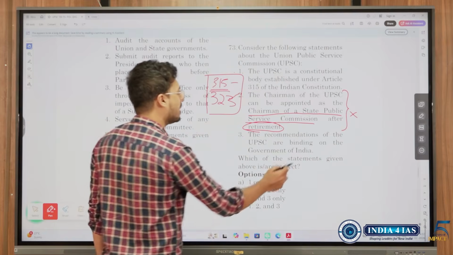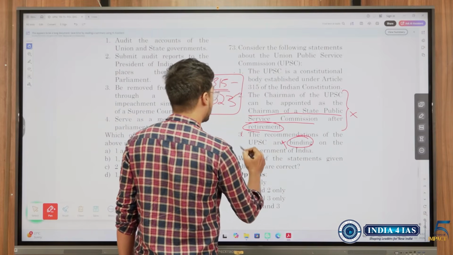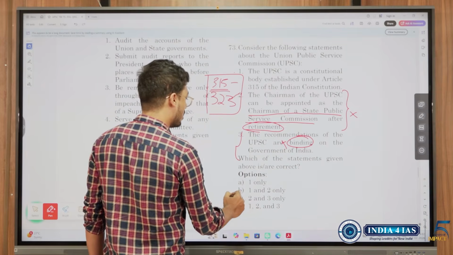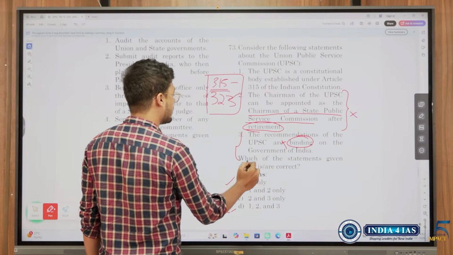Are the recommendations of UPSC binding? No, they are not binding. So 3 is wrong. The answer becomes only 1.